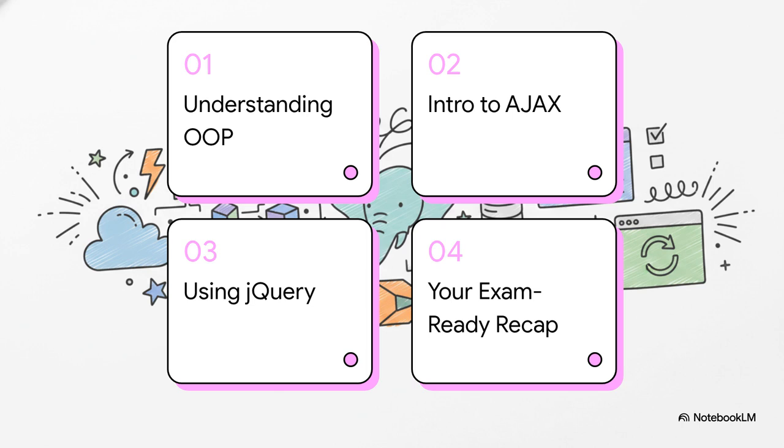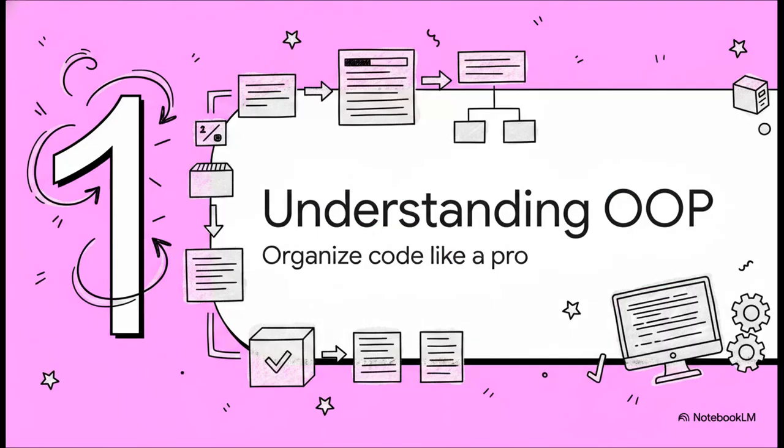Let's do this. All right, first up, let's talk about getting organized. If you've ever found yourself writing the same code over and over, or just getting lost in a messy project, then object-oriented programming, or OOP, is exactly what you need. It's how the pros keep their code clean and efficient.